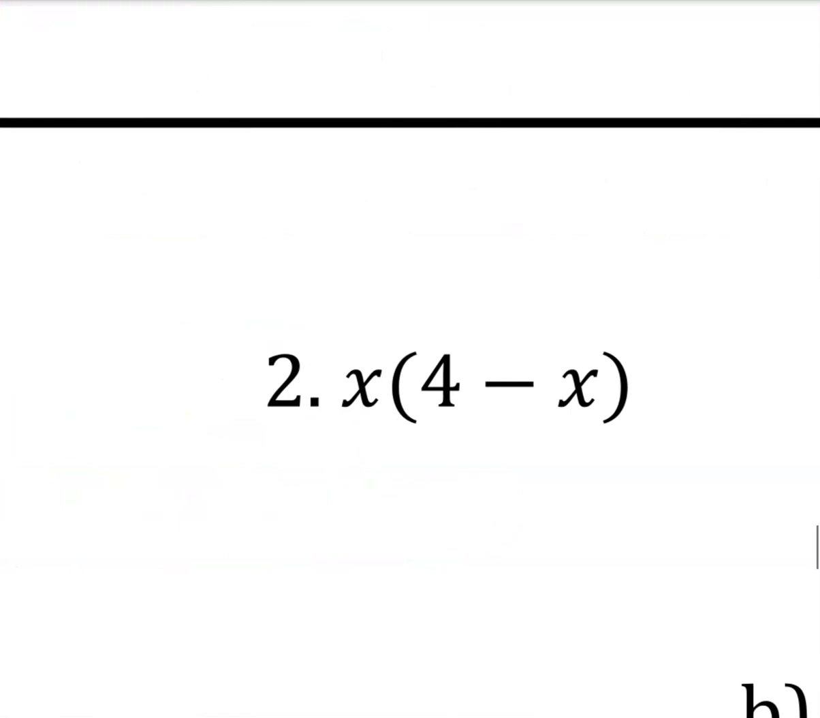Same thing with number 2. This X on the outside, we're going to rainbow the X in. So X times 4 is 4X, even though the X comes first. You can switch those two and it's not a big deal.